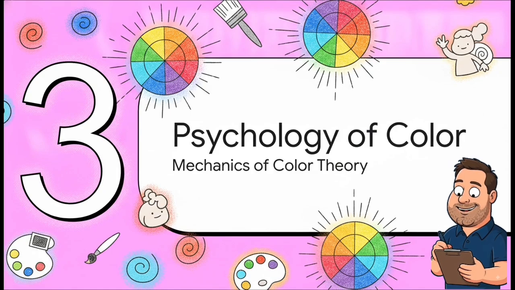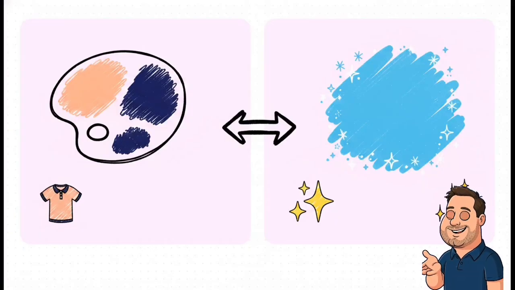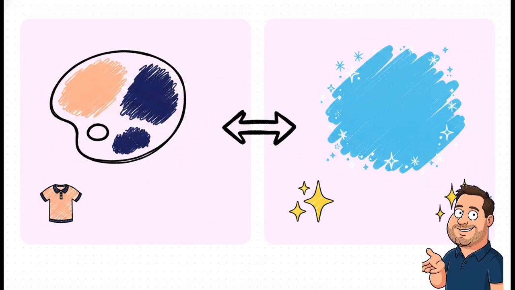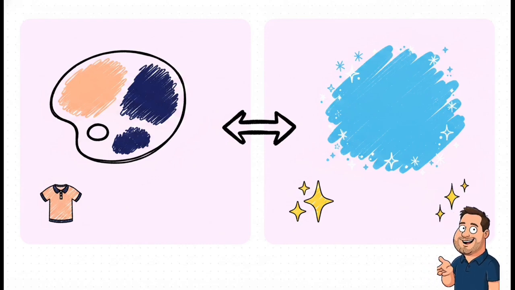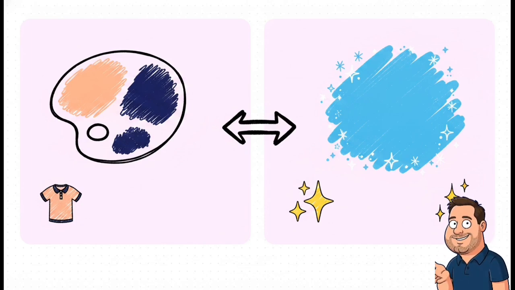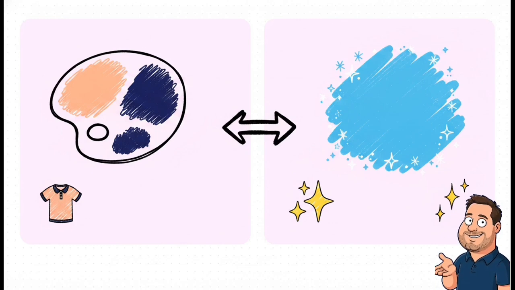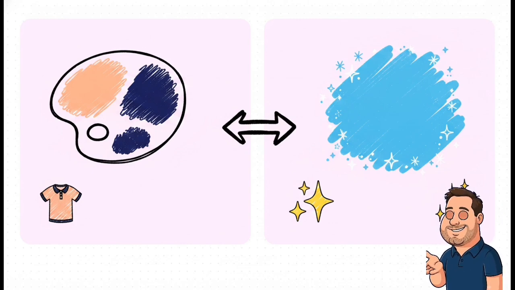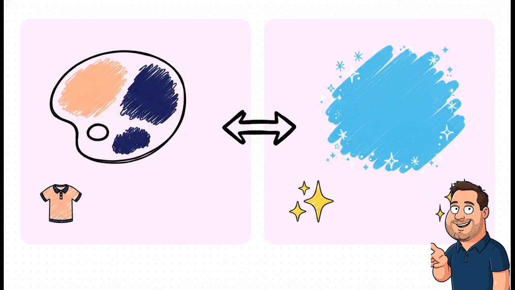The Psychology of Color. The Mechanics of Color Theory. All right, let's break down this palette. On the left, we have our subject elements, the warm, inviting peach skin tones of the character, which are grounded by a dark, heavy navy blue polo shirt. Then on the right, the background elements. It's a completely flat, vibrant blue void, accented only by these very subtle white sparkles. It is a highly calculated game of visual contrast.